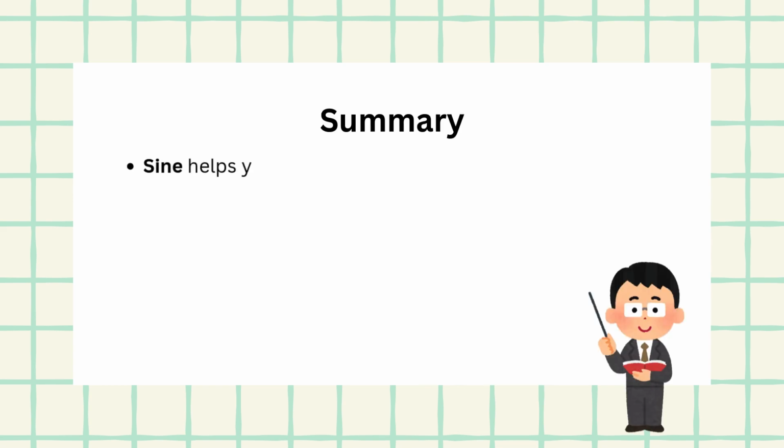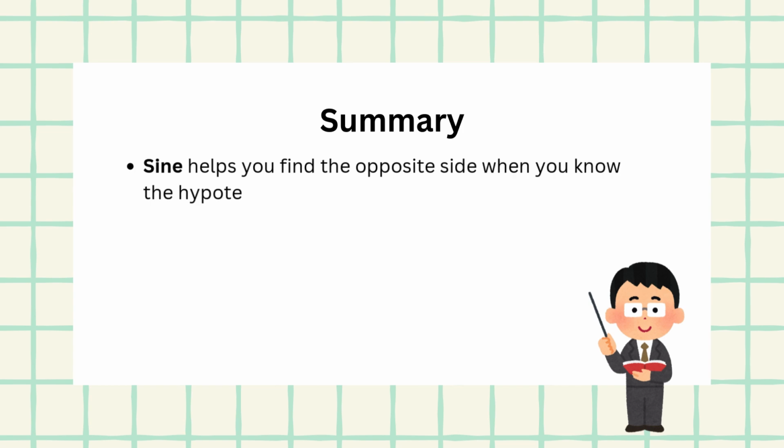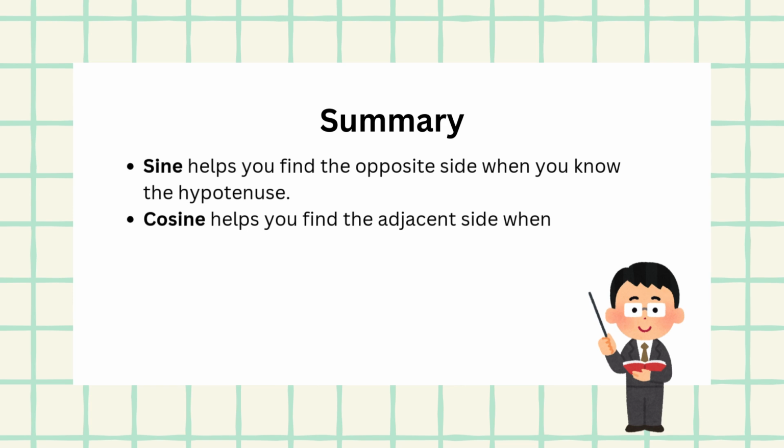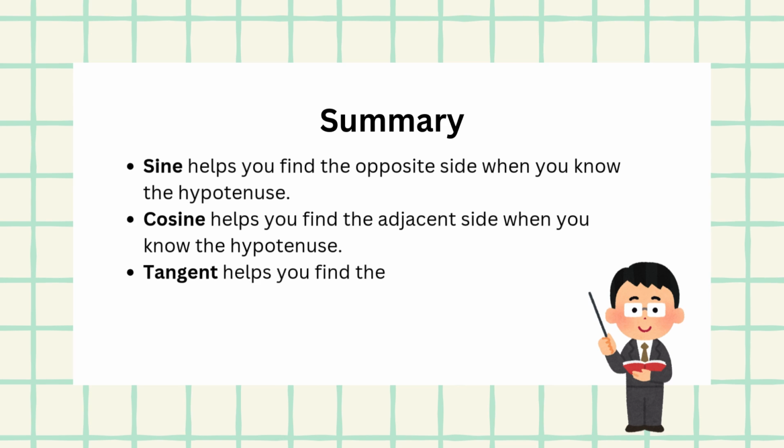To summarize, sine helps you find the opposite side when you know the hypotenuse. Cosine helps you find the adjacent side when you know the hypotenuse. Tangent helps you find the opposite side when you know the adjacent side. Remember to always check which sides you have and which side you are solving for. Then, choose the appropriate trigonometric ratio. Make sure you use a calculator to find the sine, cosine, and tangent values for the given angles.